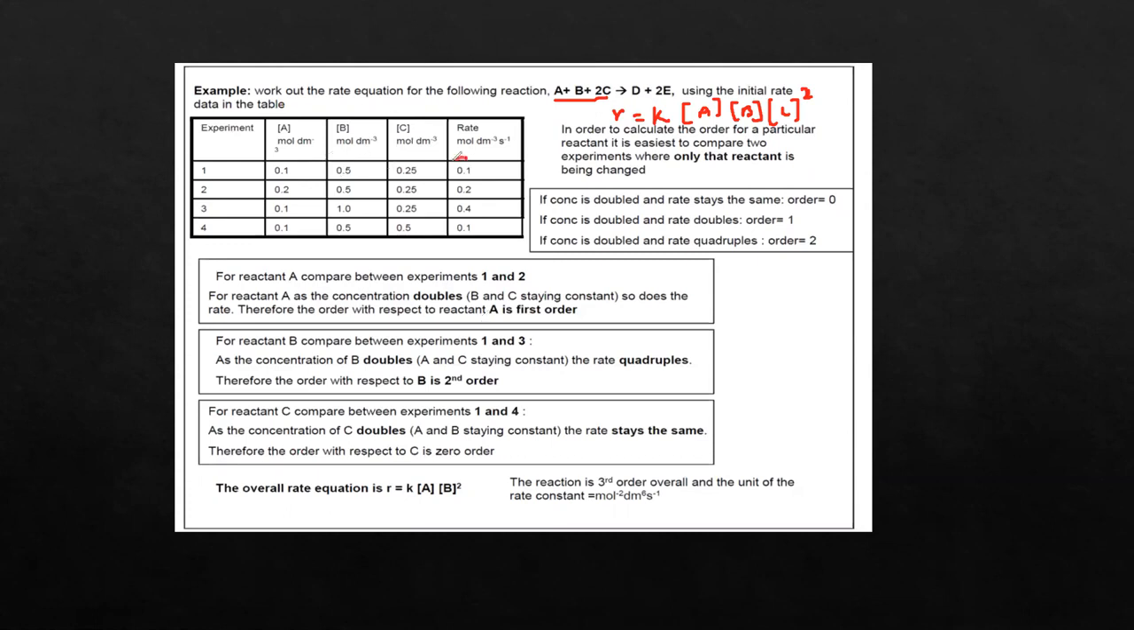So initially it was 0.1. Now what we did, we keep B and C constant and we double A. When we double A, we observe the rate is also doubled. So what it shows is that rate is equal to k times A, with respect to A it is first order.